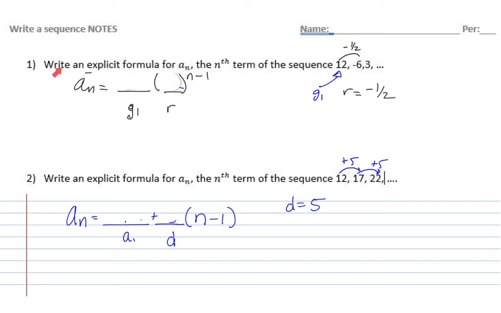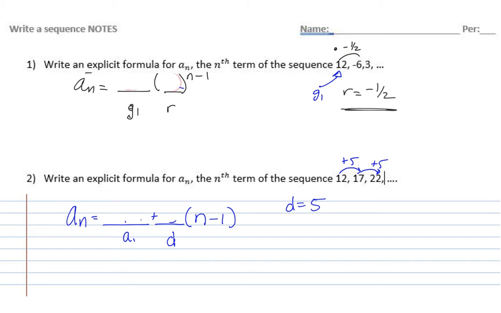So they want you to write an explicit formula for the nth term of the sequence when you have 12, -6, and 3. What I want you to notice is that this is a geometric sequence, and the first number of the sequence is G1, and it's changing when you multiply. The keyword is multiply by a half.